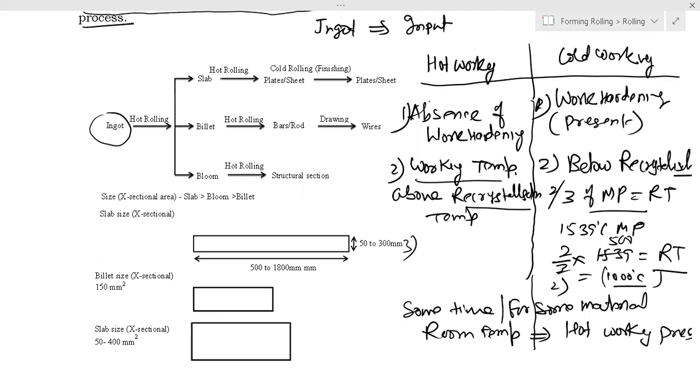So once we heat iron above the critical point temperature in the iron carbon equilibrium diagram, again I will make you understand.